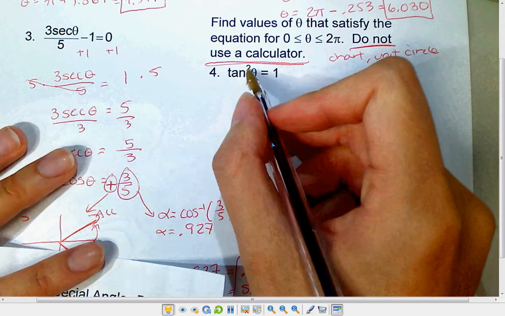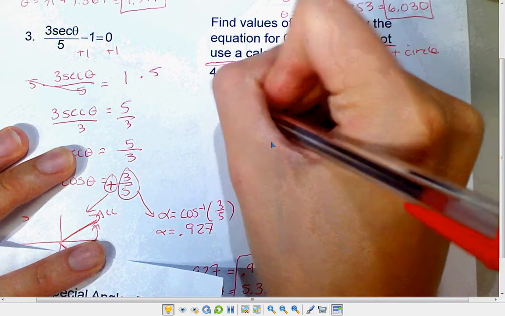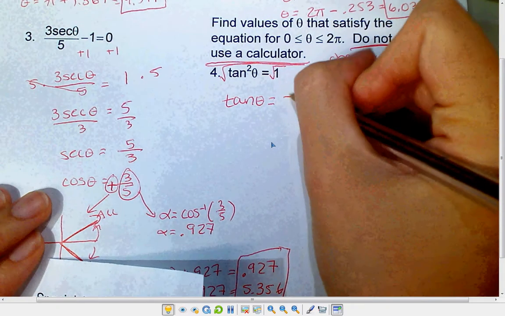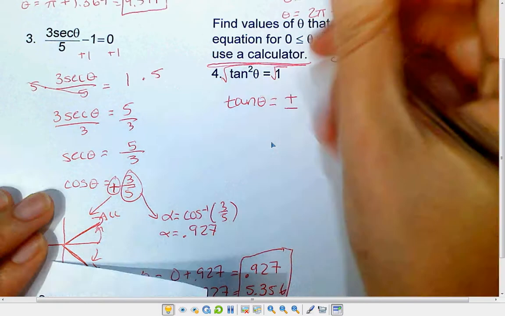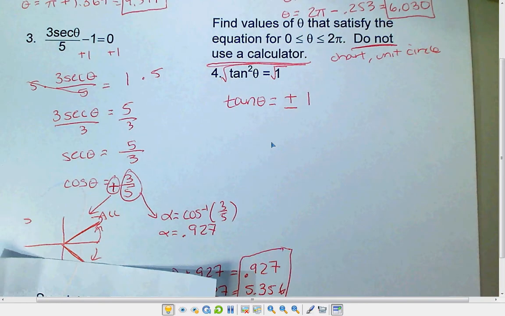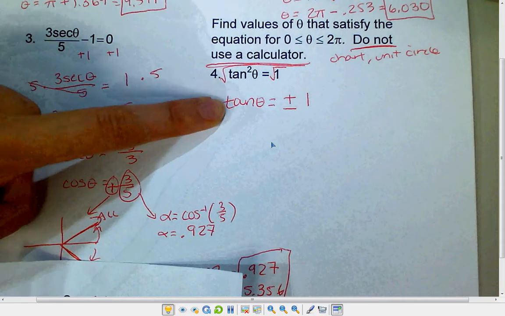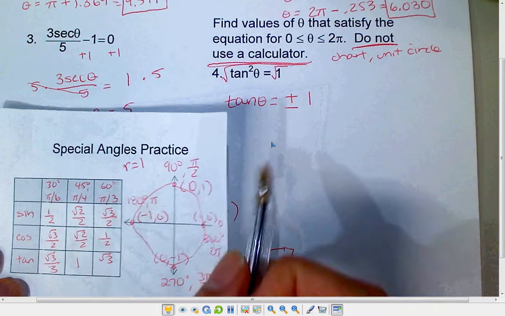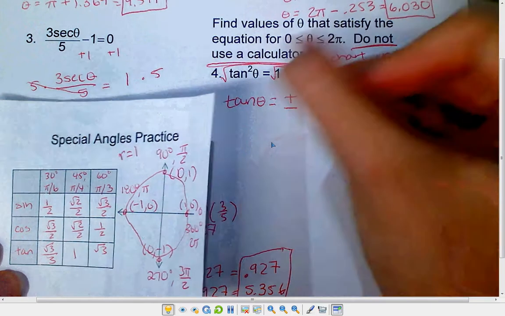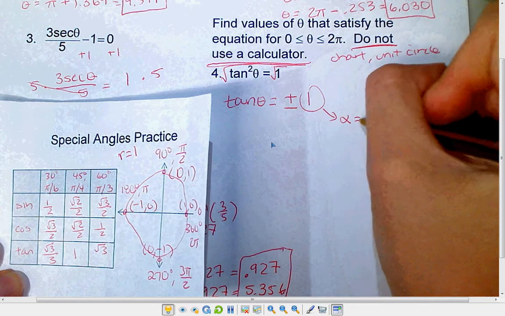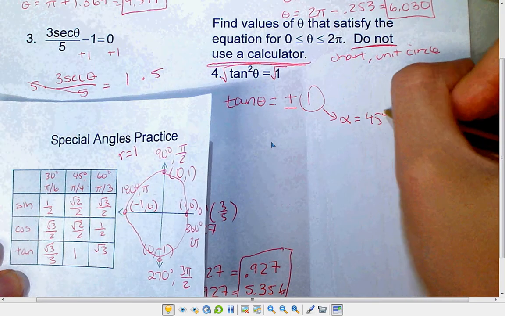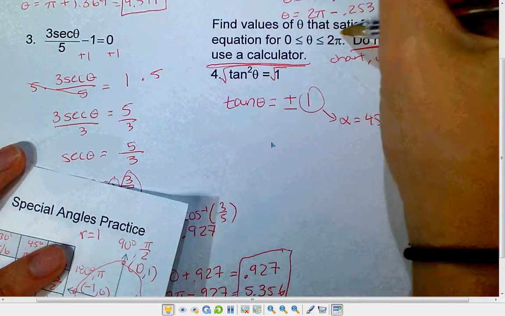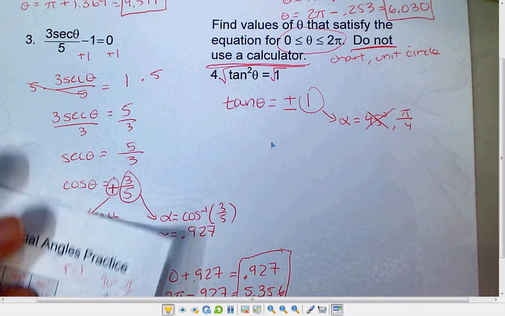First thing we want to do is get rid of the squared by taking the square root. And what we learned yesterday, or last week, is that whenever you take the square root of something, you actually get two answers, positive or negative. Square root of 1 is 1. So again, because it's already one of the main trig functions, it's not a reciprocal, we can just look straight here. Tangent of 1, we know is going to give us a reference angle of 45 degrees or pi over 4. Today we're only looking at radians, so we're only going to be looking at the pi over 4.